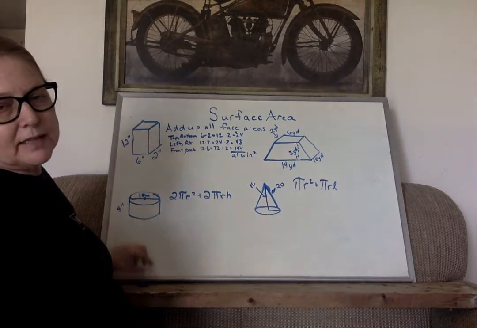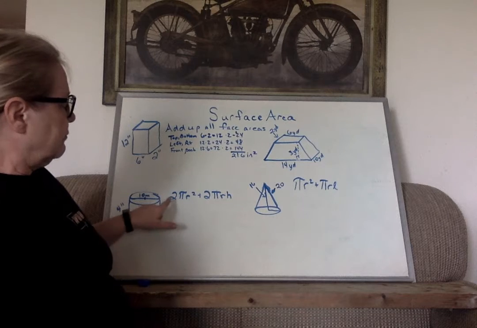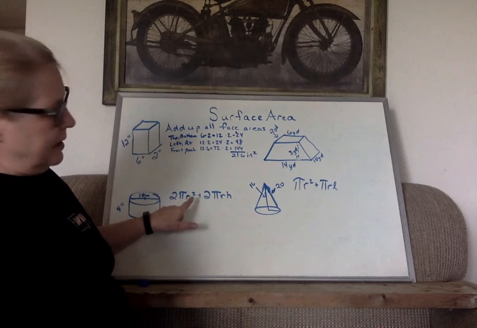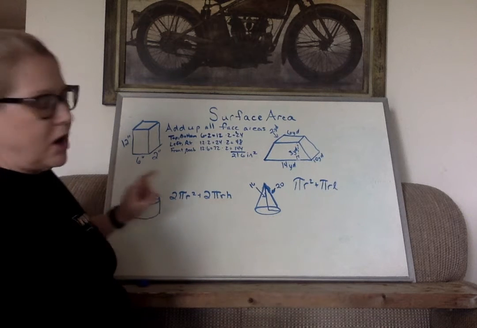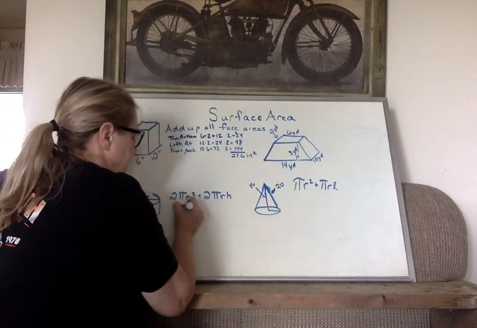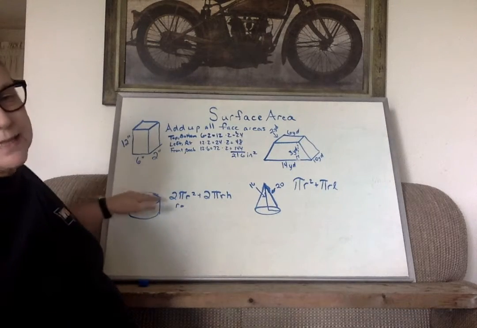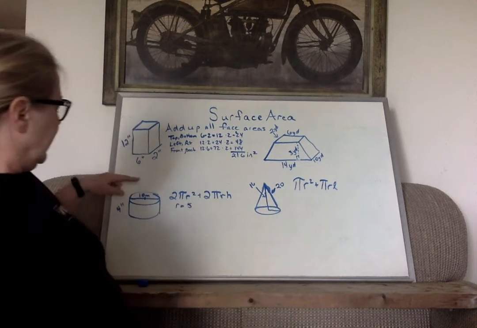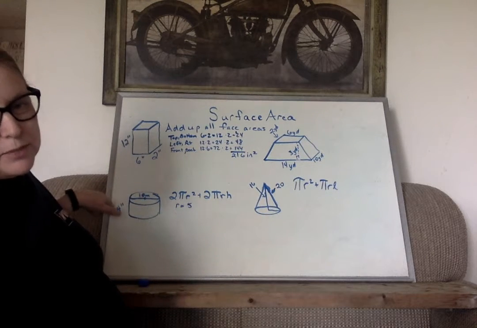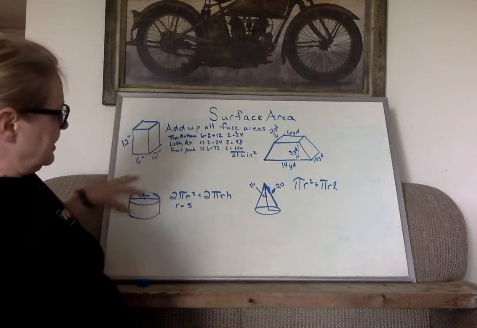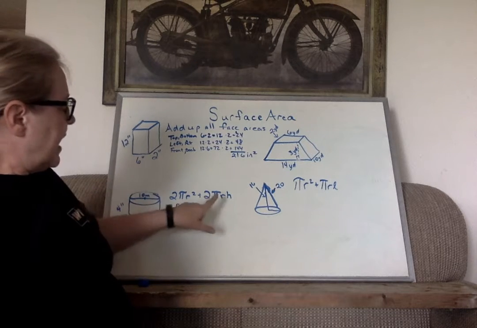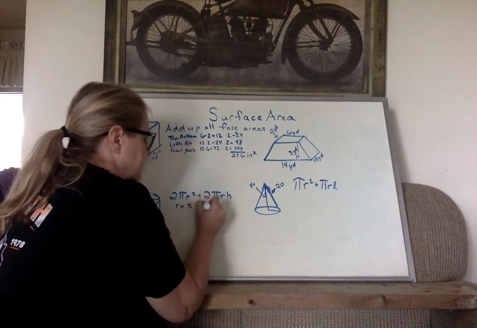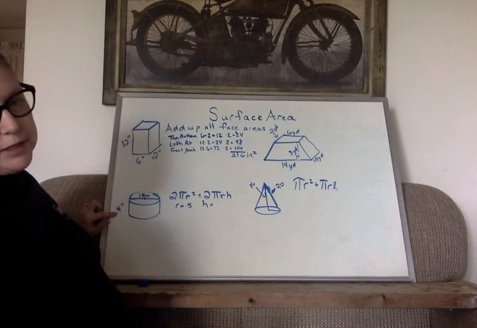Next, we have a cylinder. Cylinder has a formula, 2 pi r squared plus 2 pi rh. R is radius. This has a diameter of 10, so the radius is 5. It should have been inches, and this inches, we made an error. Pretend they're the same labeling. H is height. They give you that the height is 4.